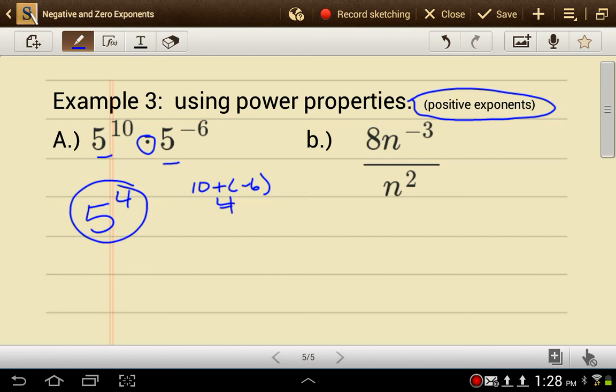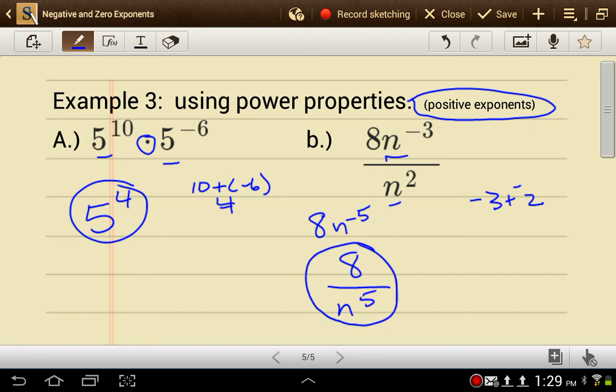In my next example b, I have 8n to the negative 3rd power. So the 8, nothing's going to happen to that. That's going to stay at 8. So when I divide, guys, remember I subtract. My n's are my base, so I'm going to subtract. So it's going to be n, and then I do negative 3 minus 2. Well, that's negative 3 plus negative 2. That turns out to be negative 5. I want positive exponents, so my final answer is going to be 8. That doesn't have an exponent, so that stays in the numerator. And n to the negative 5 then drops down to the denominator to make my exponent positive. So I get 8 over n to the 5th power.